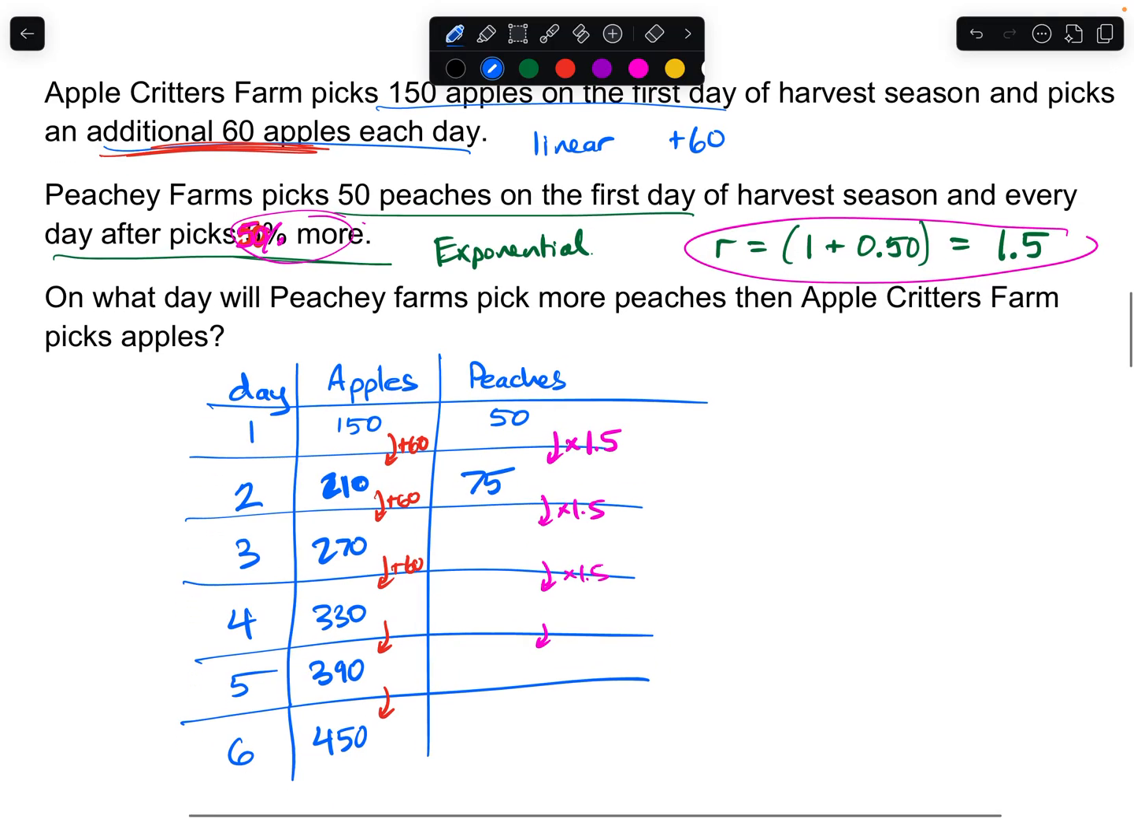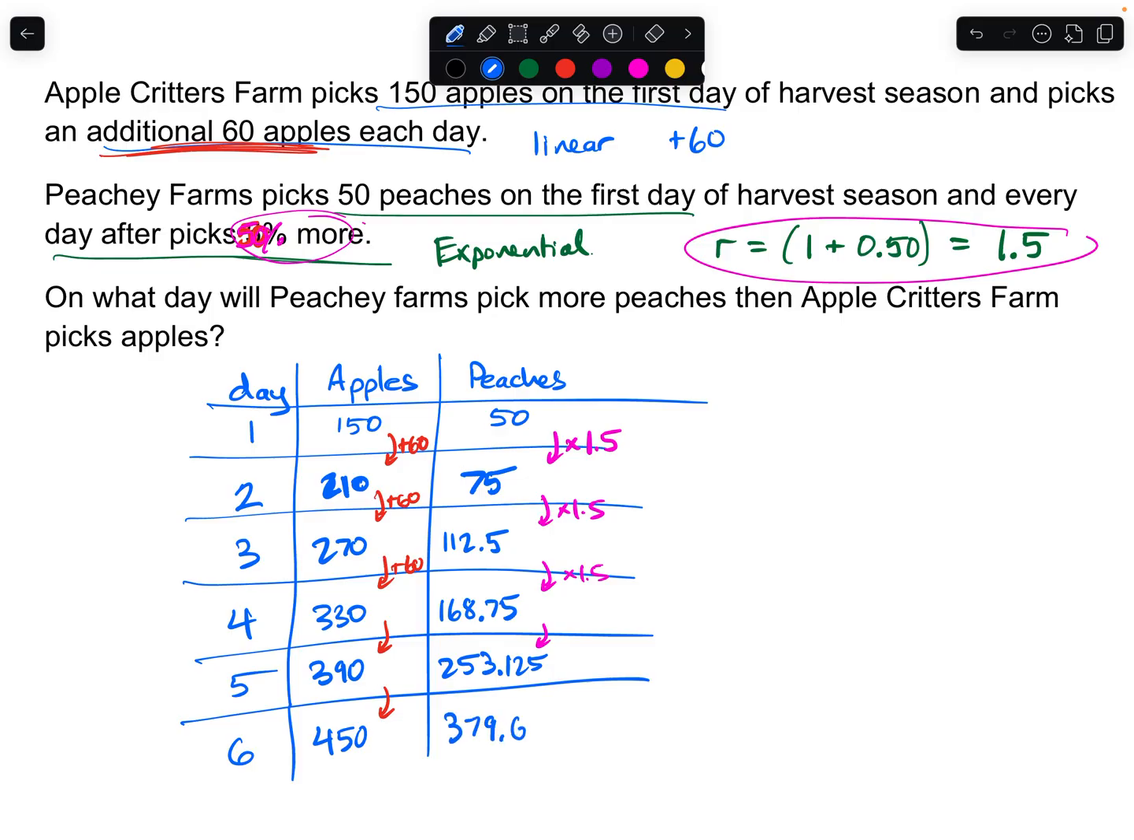Let's see if that's enough. Let's fill in the number of peaches. If we start with 75 peaches on day 2, multiply that by 1.5 and you should get 112.5. Multiply that by 1.5, you should get 168.75. Multiply by 1.5 again, you should get 253.125. And multiply by 1.5 again, we should get 379.6875, I think.